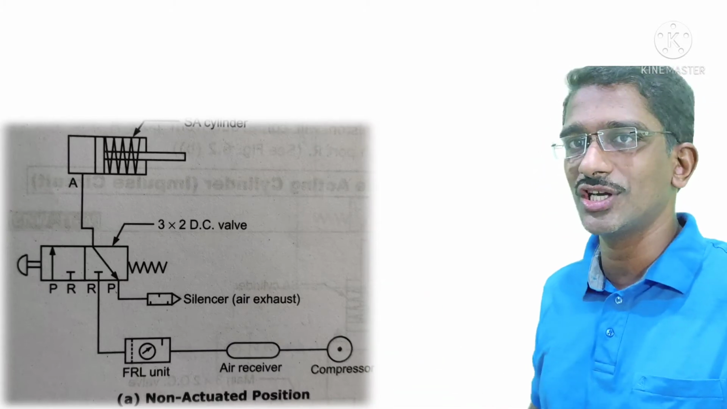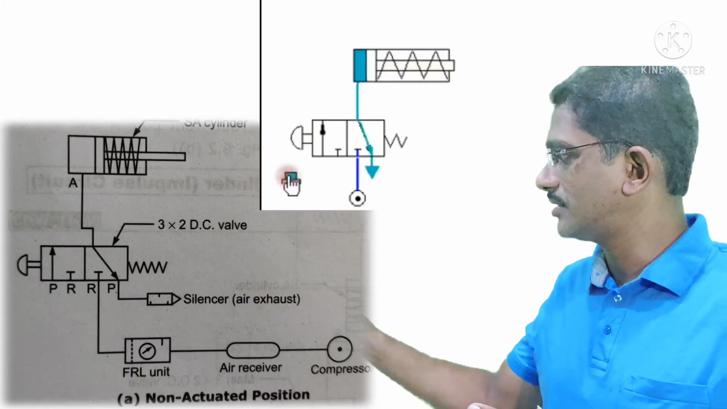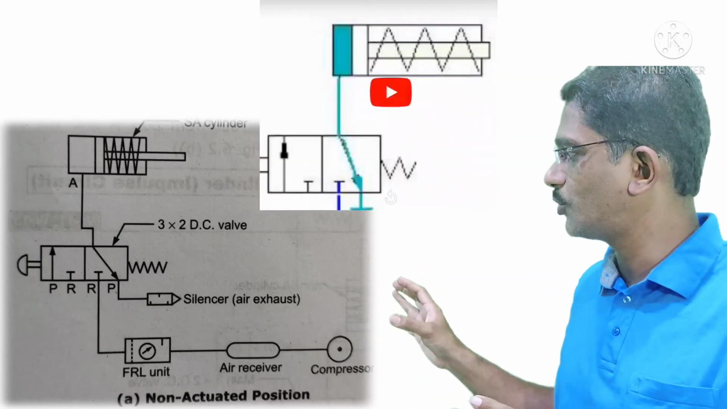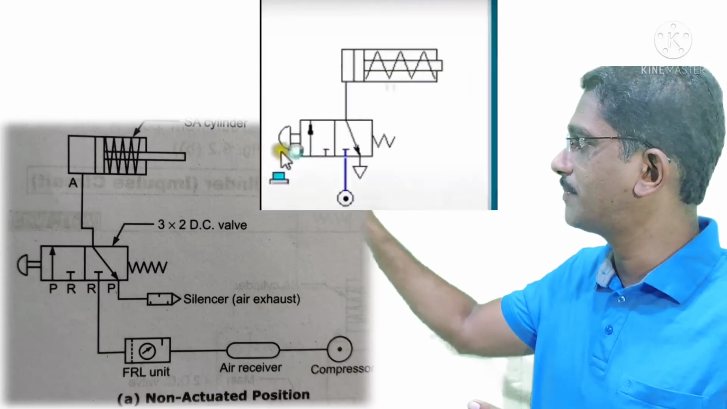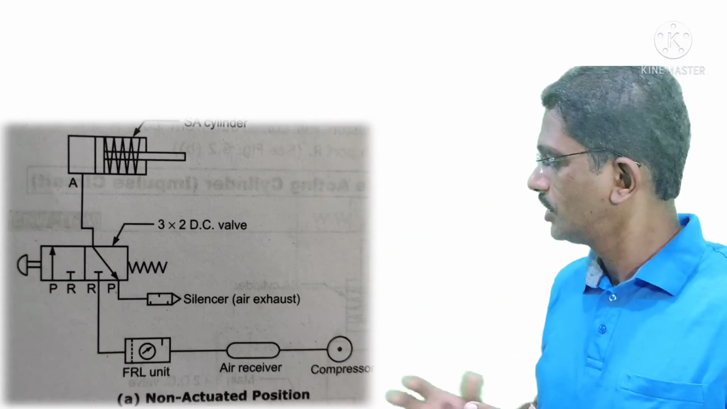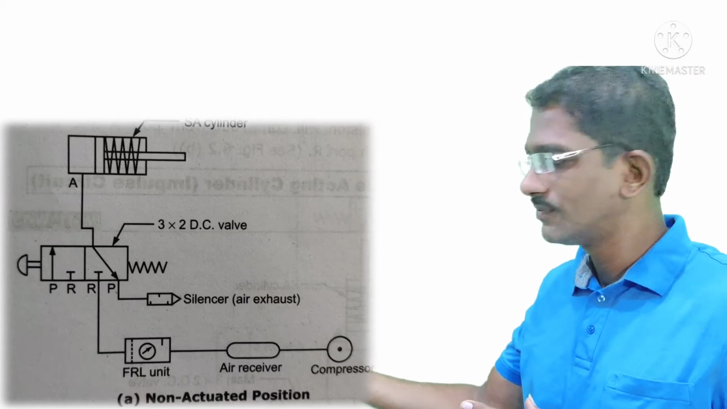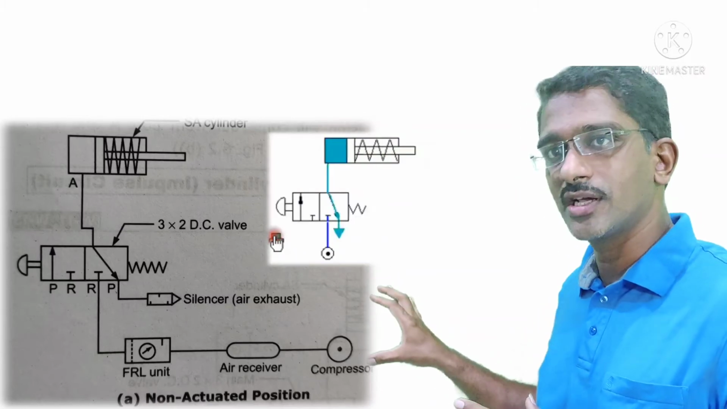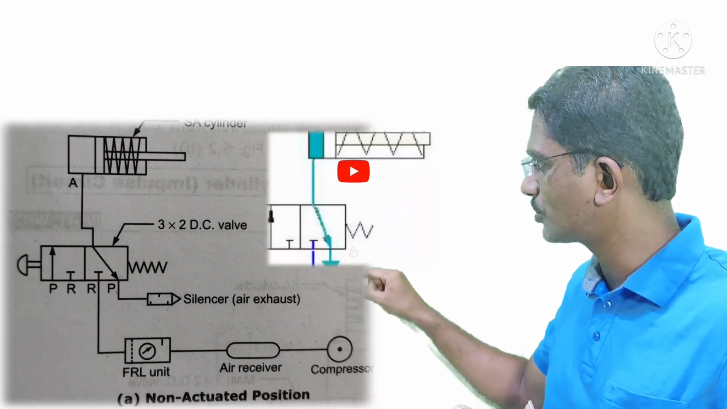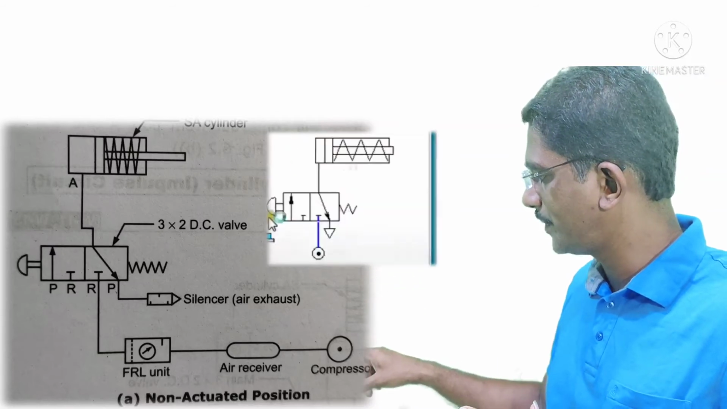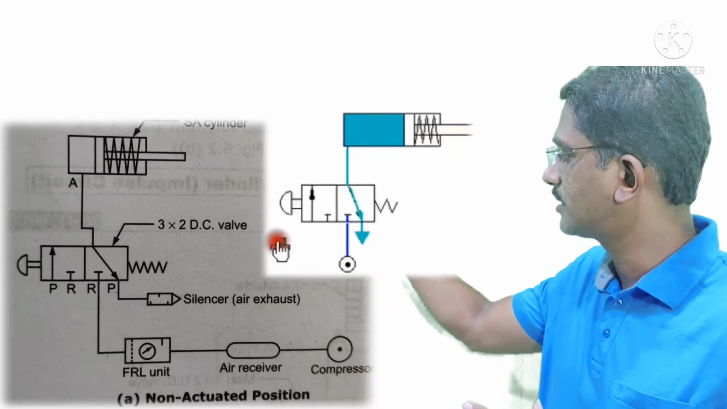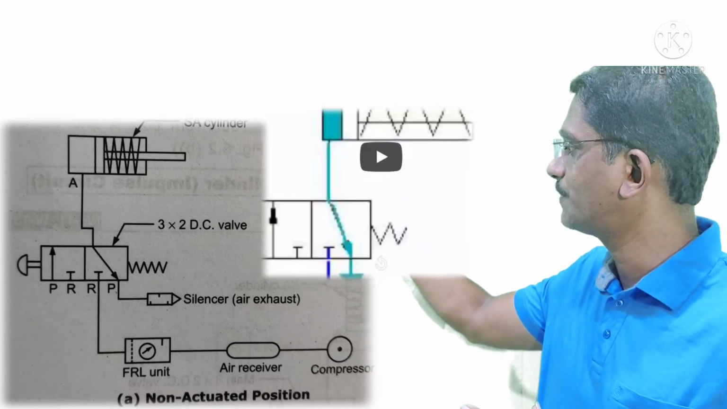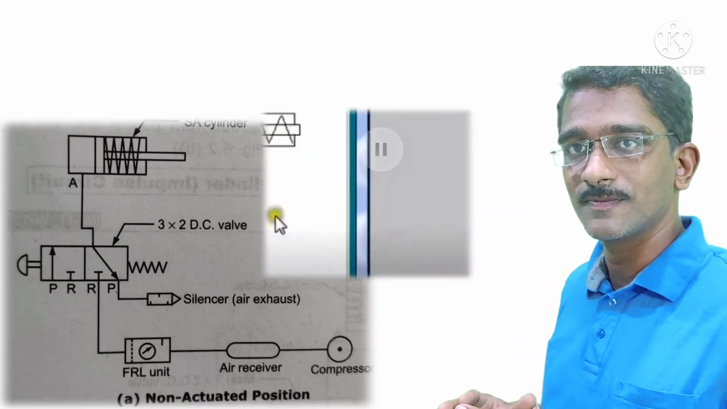This is a 3x2 direction control valve. In the normal position, as you can see, the second position is in action, and in this second position the piston is in the backward direction. Once you press the push button, the first position comes into action, which causes forward motion. You can see in the first position P is connected to A, so pressurized air is supplied through this port, which causes forward motion of the piston.